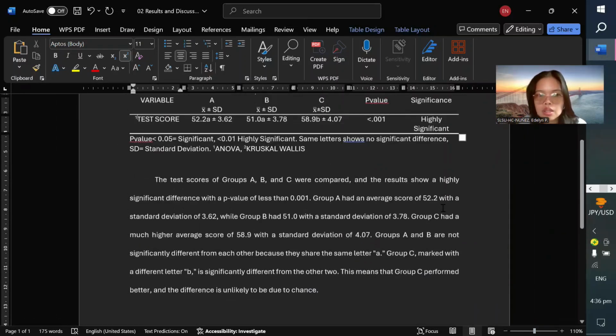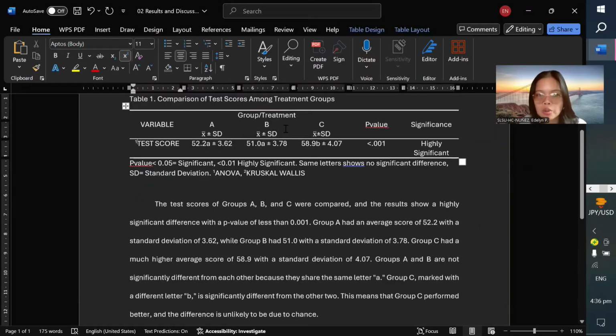Here, in the discussion, the test scores of the groups, treatment A, B, C, were compared. The results show a highly significant difference, with a p-value of less than 0.001. Group A had an average score of 52.2 with a standard deviation of 3.62, while Group B had 51 with a standard deviation of 3.78. Group C had a much higher average score of 58.9.